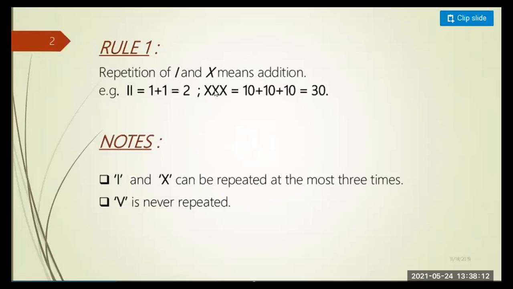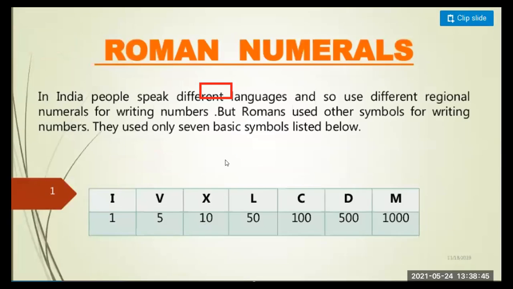In the next example you can see XXX. That means 3X is there. After that I'll ask everyone, 3X is there. Our rule 1 says that if X repeats, that means 3 times it will add. So let me select and show you. Here 3X is there. That means 1X, earlier we have seen, let me show you. 1X means 10.